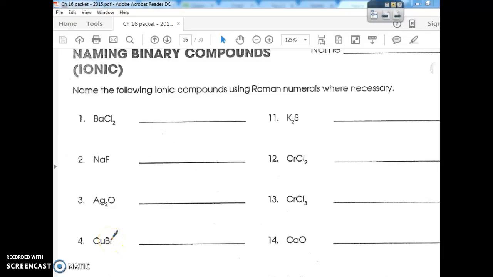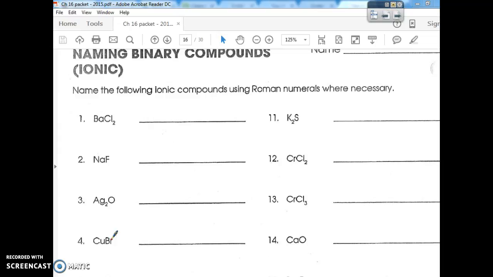Okay, we are on page 16 in the chapter 16 packet, and you should also have your periodic table out. We are going to work on naming binary ionic compounds, and remember, ionic compounds are compounds where electrons are transferred, and in this case, on this page, it's always going to be a metal that is donating electrons to a nonmetal. So the metal ends up with a positive oxidation number, and the nonmetal ends up with a negative oxidation number. When you want to name binary ionic compounds, always start with the metal.